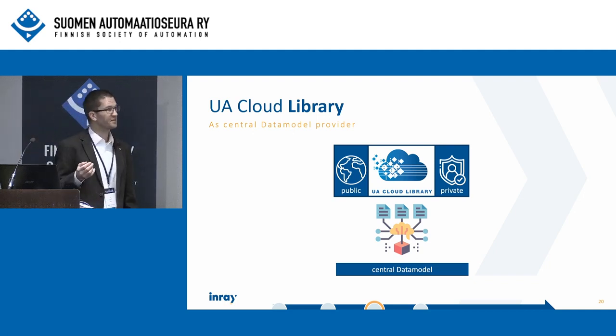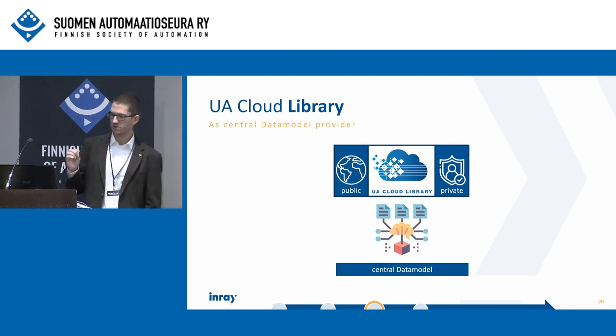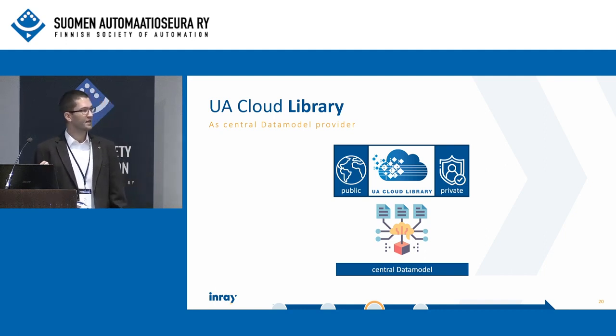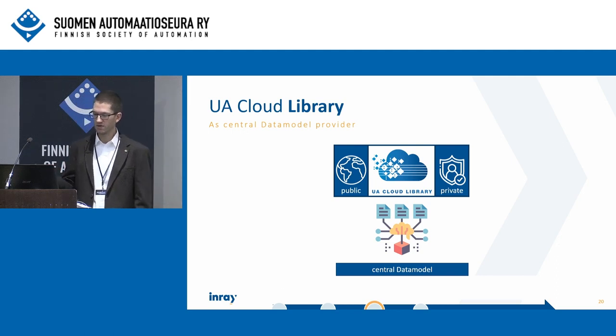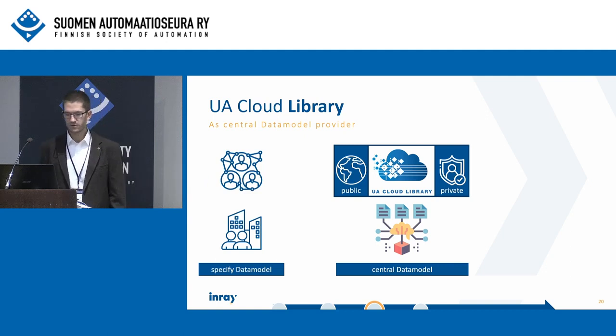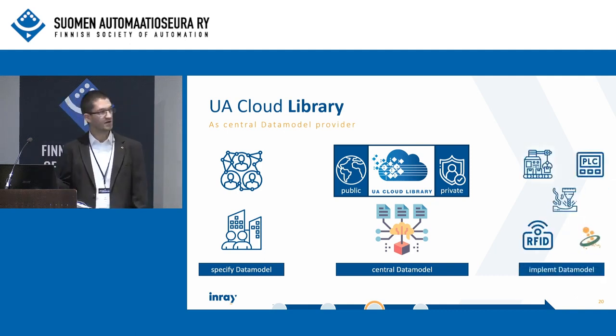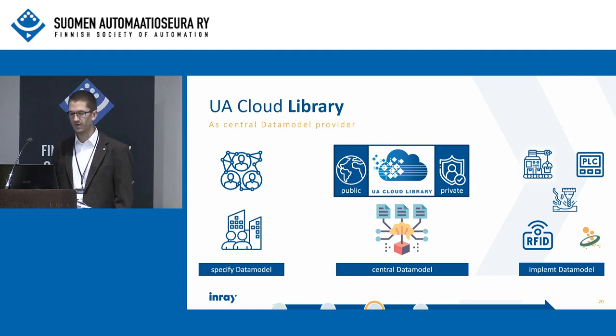You can think of the OPC UA Cloud library as central repository for the data models. It can either be used, the public hosted instance by the OPC Foundation, or it can be hosted on your own, either as public or private instance. Working groups and company-owned data models can be published to the cloud library. On the other side, we have OPC UA servers implementing these data models and bringing the data models to life.